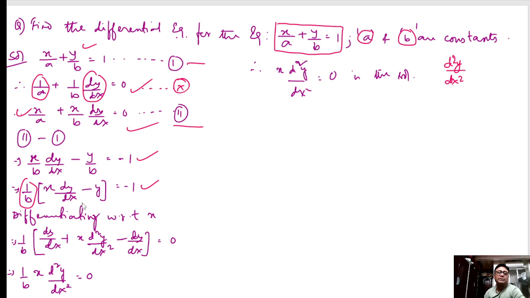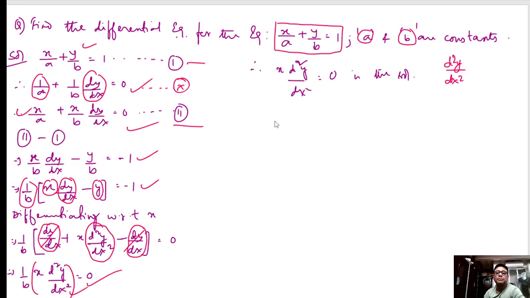Now again differentiating it, because we have to go up to second order, so this is u into v form. So x is 1, so only dy by dx, and now keeping x, dy by dx is d2y by dx2, and this y is dy by dx. So we are getting this, and this and this will cut, so we get this. Now b cannot be 0, that means this has to be 0, so this is our differential equation.